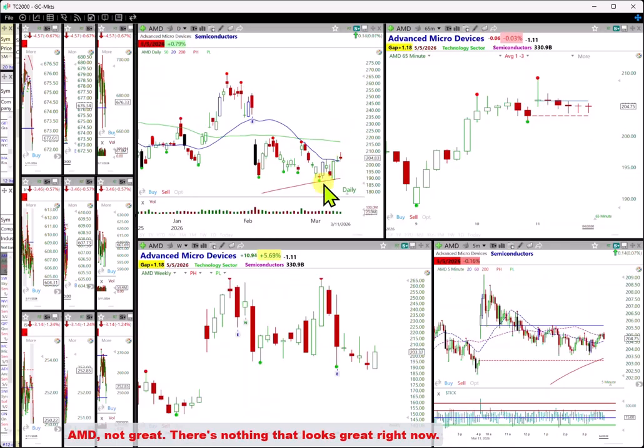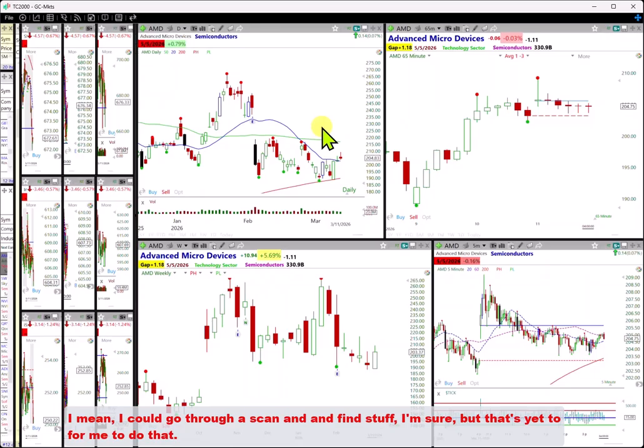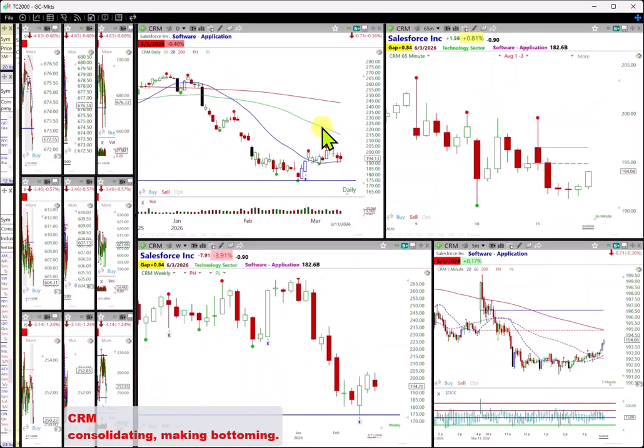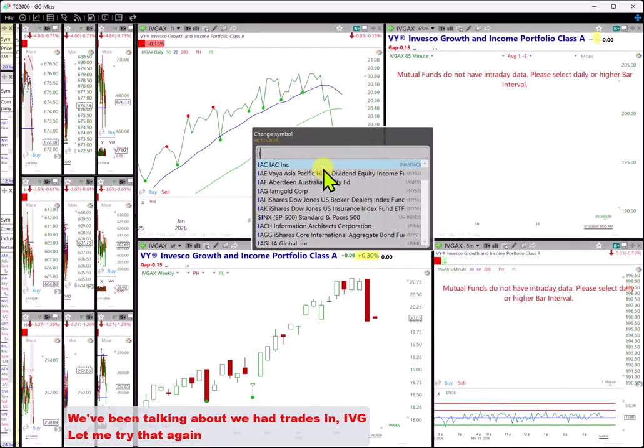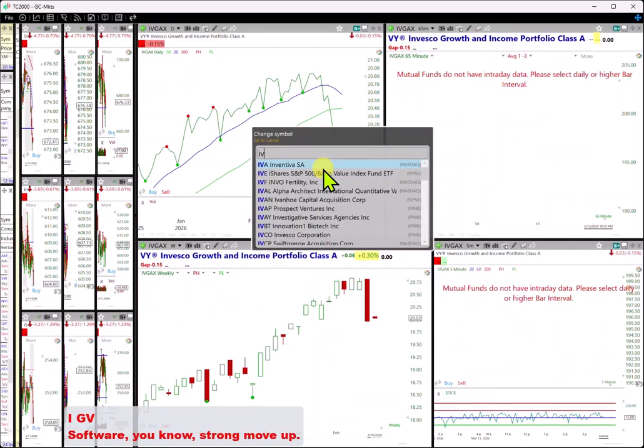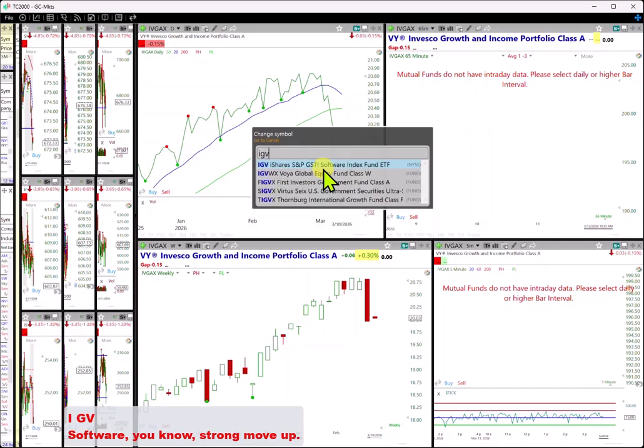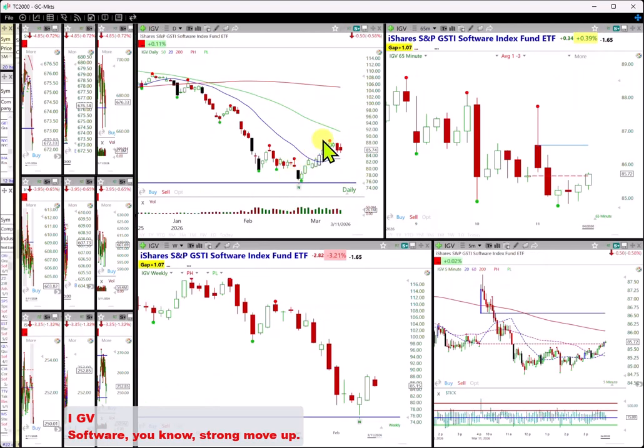AMD, not great. There's nothing that looks great right now. I mean, I could go through a scan and find stuff, I'm sure, but that's yet for me to do. CRM, consolidating, making a bottom. We've been talking about, we had trades in IVG. Software, strong move up. It's just consolidating.